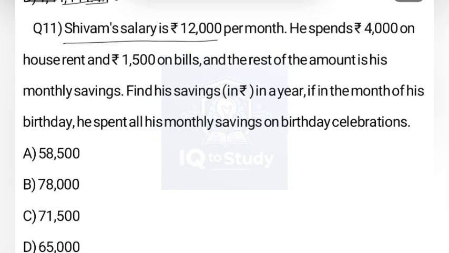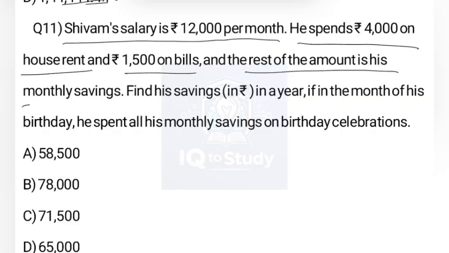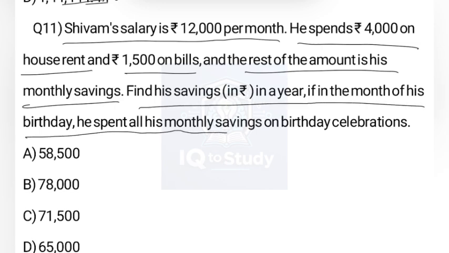Shivam's salary is 12,000 per month. He spends 4,000 on house rent, 1,500 on bills, and the rest of the amount is his monthly savings. Find his savings in a year if in the month of his birthday he spent all his monthly savings on birthday celebrations.